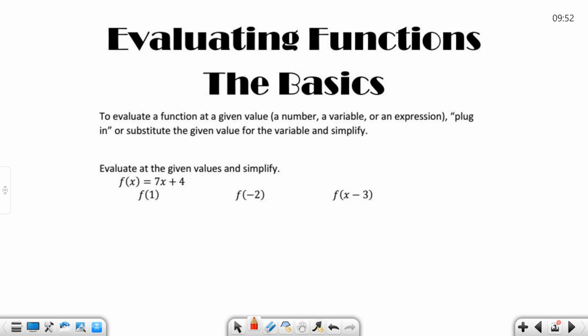Right here, f of x is equal to 7x plus 4. So what I did is I gave you f of 1, f of negative 2, and f of x minus 3. I'm using the same function f for all three of these. For the first one, f of 1 is going to equal 7 times 1 plus 4. We're going to plug this 1 in for x, substitute it. Then we do the order of operations. We multiply: 7 times 1 is 7, plus 4, and 7 plus 4 is 11.